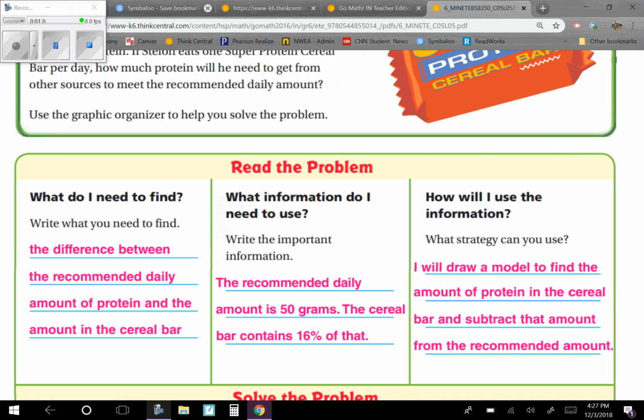So what do I need to find? You need to find the difference between the daily recommended amount of protein and the amount in the cereal bar. So we want to know how much he needs to get from other sources. What information do I need to use? The important information is that the recommended daily amount is 50 grams, and the cereal bar contains 16% of that. Using that information, the strategy we can use is to draw a model to find the amount of protein in the cereal bar and subtract that from the recommended amount, and that will give us the difference.